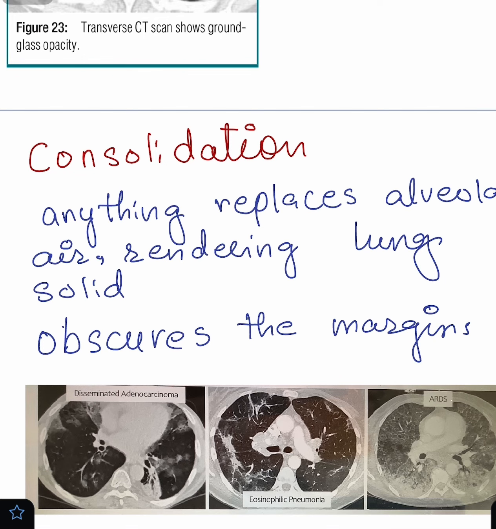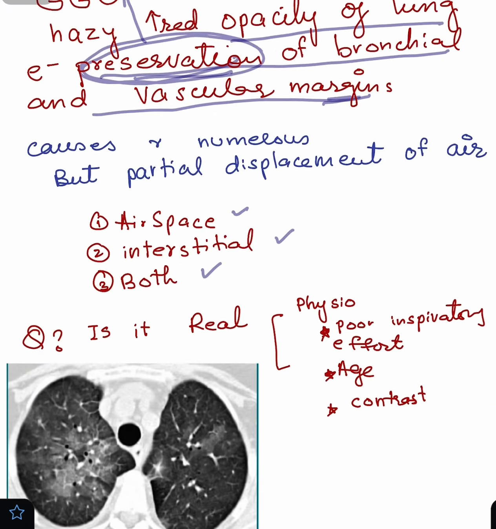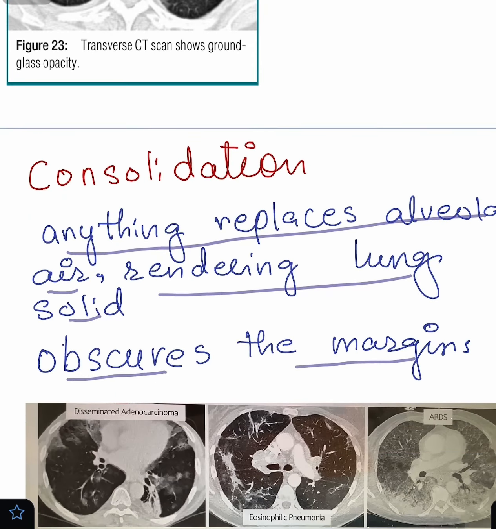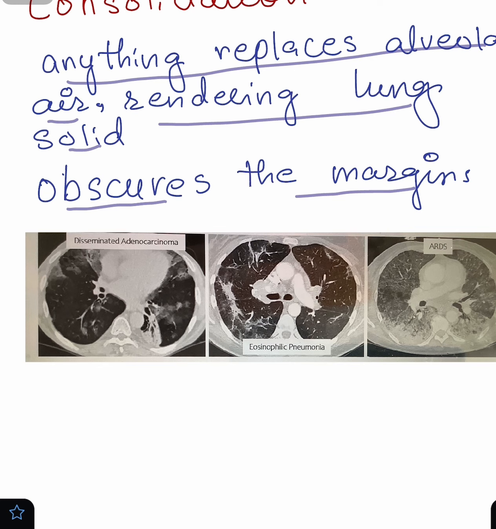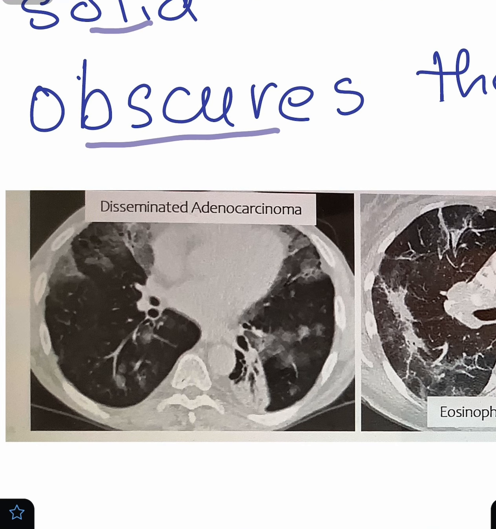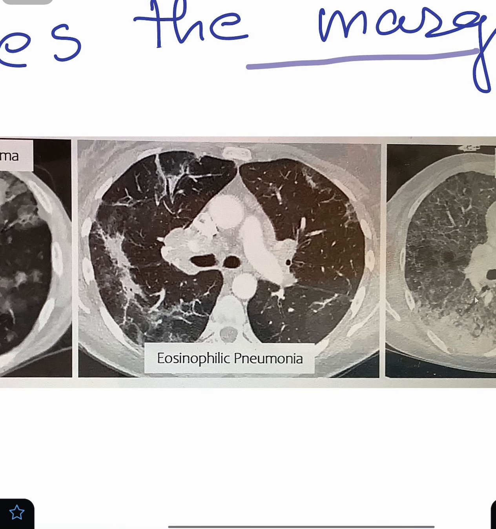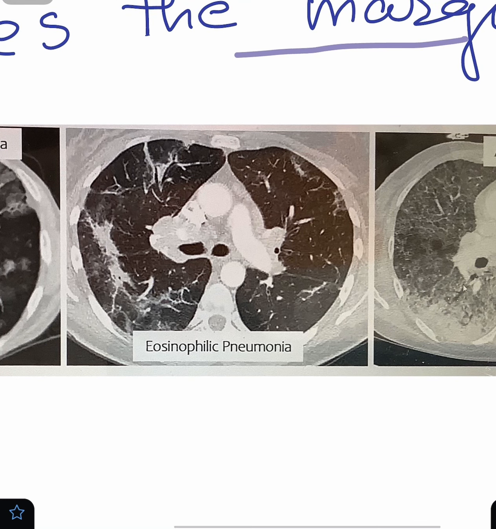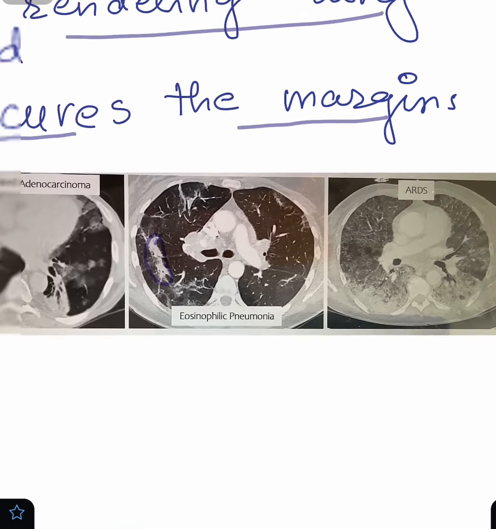Next is consolidation. Consolidation is anything that replaces alveolar air, rendering the lung solid. There is an obscuring of the margins, as compared to ground glass, in which there was a preservation of the margins. But consolidation does not always mean infection. It can occur in cancers, as in this case of disseminated adenocarcinoma, eosinophilic pneumonia, and ARDS as well.